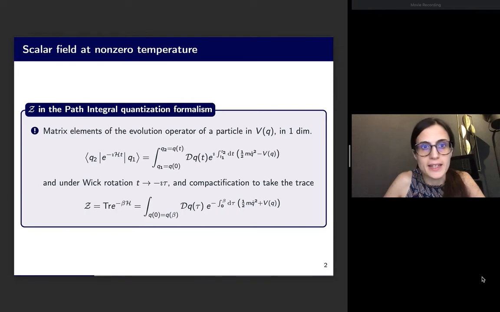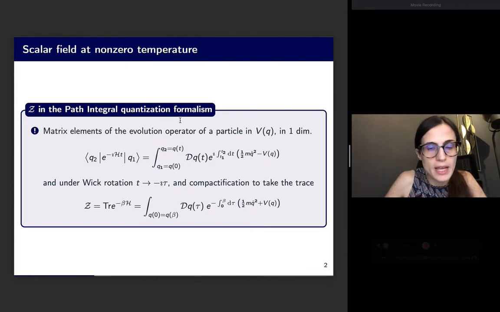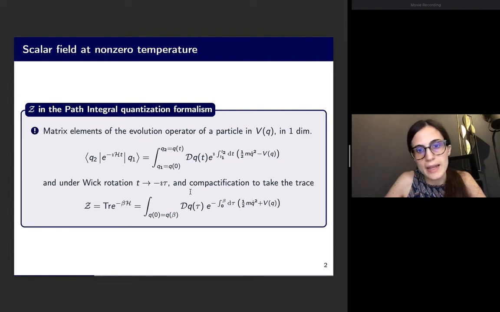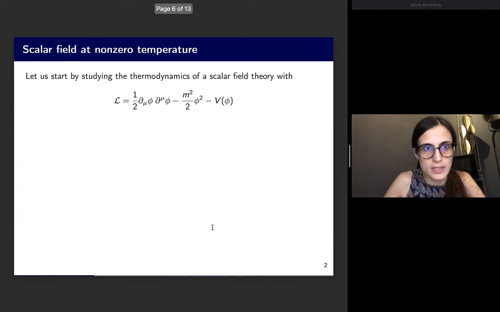And in the path integral quantization formalism, you learn yet another way of expressing the partition function, as you do when you study, for example, a particle in one dimension, which is subject to a potential V as a function of its position Q, and you want to write the matrix element of the evolution operator, as I did on this slide. Then you learn that under a Wick rotation and under compactification, to take the trace, you obtain yet another expression for the partition function, which looks like the expression I have on this slide.